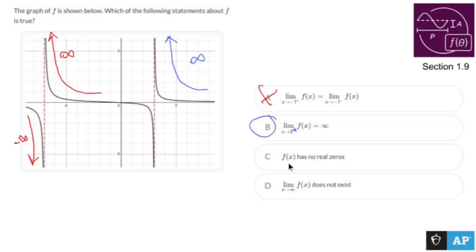So let's just make sure that the other two aren't. F of x has no real zeros. Well, there's a real 0 right there, so that's not even close. The limit as x approaches infinity does not exist. Well, yeah, it does exist. It looks like it's approaching 0. So yeah, B's our guy.